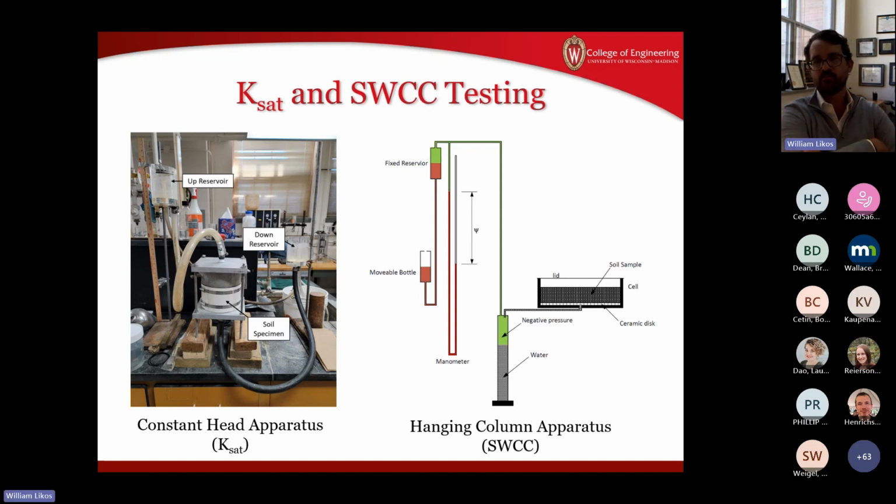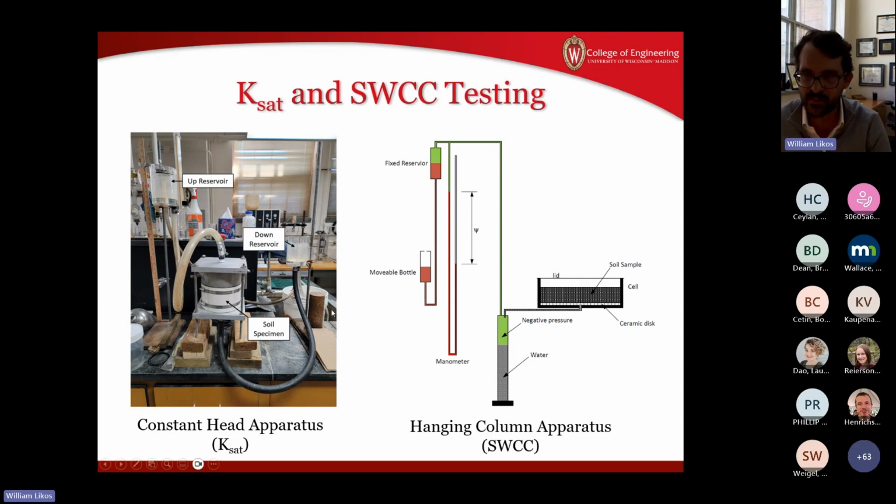The apparatus on the right there is a hanging column apparatus. There are a number of ways to measure soil water characteristic curves. Most of them are applicable over relatively limited ranges of suction. And so for these materials, the hanging column apparatus is the appropriate system to use for these relatively low suctions that we're applying, less than 5 to 10 kPa. We could probably go up to about 100 kPa with a system like this.